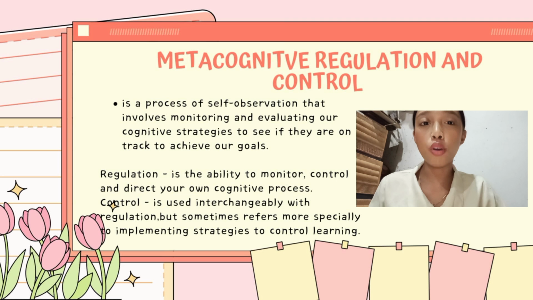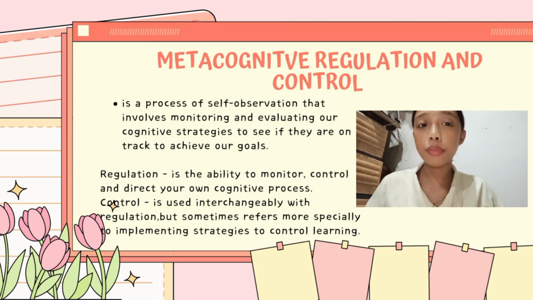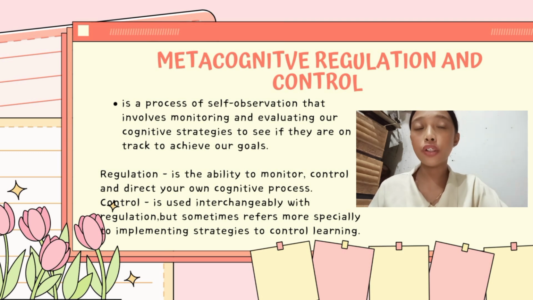Regulation is the ability to monitor, control, and direct your own cognitive process, while control is used interchangeably with regulation, but sometimes it's referred to more specifically as implementing strategies to control learning. This regulation and control is often intertwined with self-regulated learning. Self-regulated learning involves active planning, monitoring, and evaluating one's cognitive process and learning. It is essentially being aware of and managing your own thinking and learning.